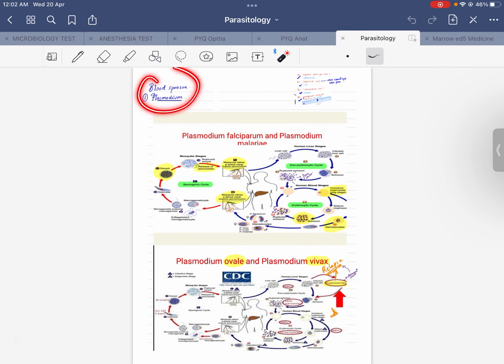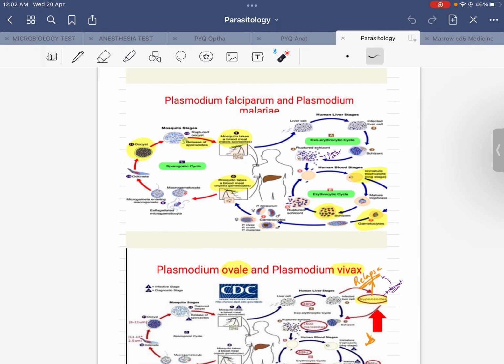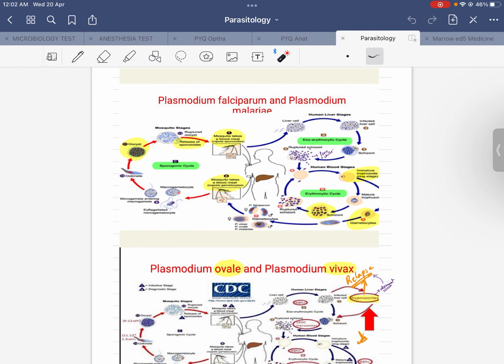Now going to the blood sporozoa. In the blood sporozoa we have two. First we have the Plasmodium, which causes malaria, and then we have babesiosis, okay? So first let us look at the life cycle. First we are looking at the life cycle of Plasmodium falciparum and Plasmodium malariae, okay?